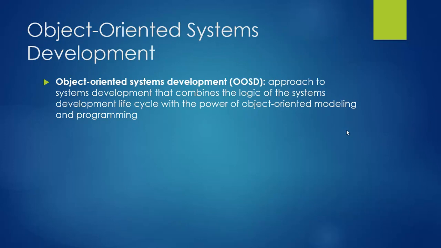Object-oriented systems development is a common approach to modeling systems by using the object-oriented paradigm throughout the entire development life cycle. Basically, it visualizes things in a system by using models organized around objects. This approach combines the logic of the systems development life cycle with the power of object-oriented modeling and programming. The major phases of software development using object-oriented methodology are object-oriented analysis, object-oriented design, and object-oriented implementation.